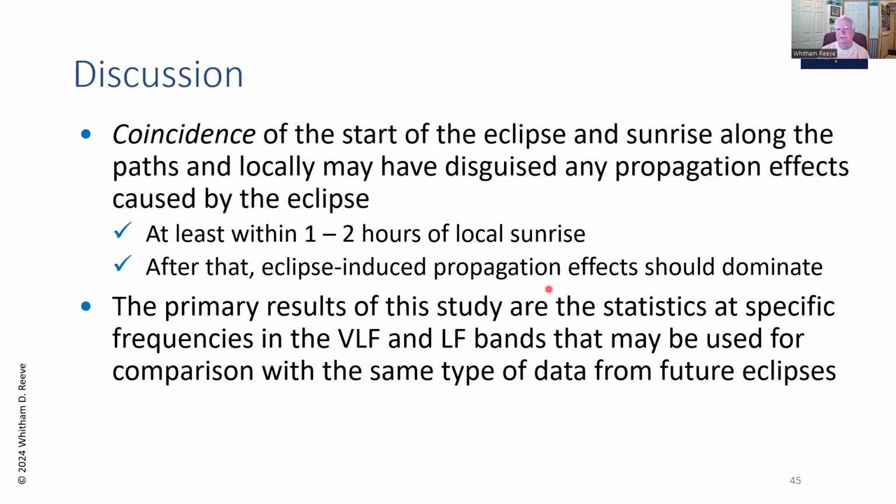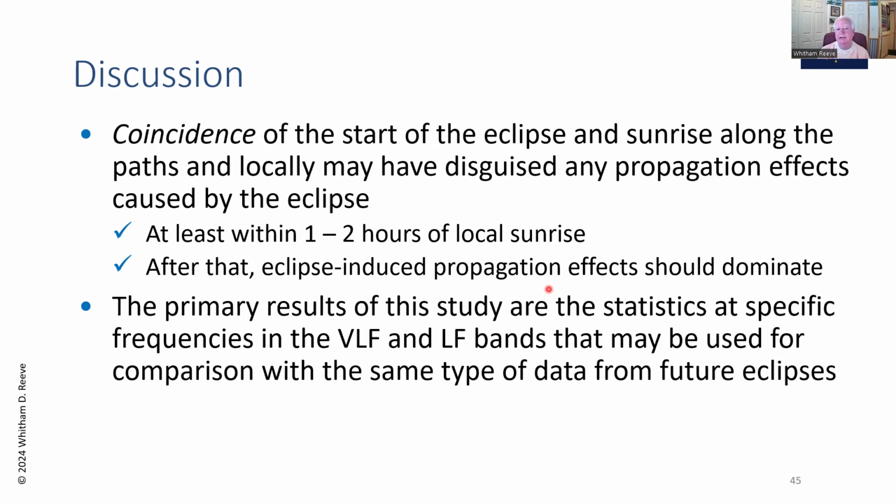So in terms of this particular October eclipse, the sunrise was within a couple hours of local sunrise. So anything to the west might have been affected by the eclipse. Anything to the east might have been affected. Anything to the west probably wasn't because it was in darkness. But who knows? We'll find out hopefully with future eclipses.